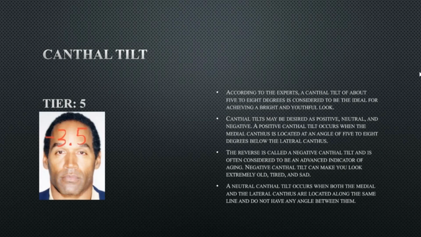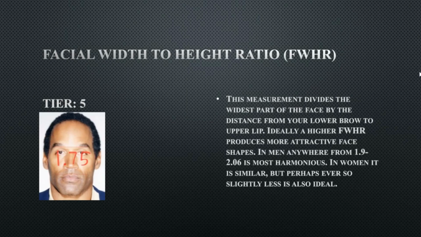His canthal tilt is a negative 3.5, and a negative canthal tilt will drop his score by a lot, and his is fairly negative at 3.5, which is not ideal, and this does break harmony. His facial width to height ratio, so how compact is his mid-face, is a 1.75, so he does not have a very compact mid-face. This is probably stemming from his eyebrows being so high up his face, and this gives him a tier 5, which does break harmony.